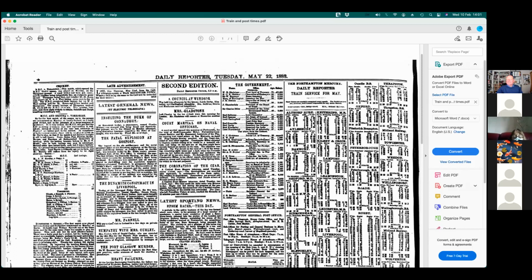So do look at these, because many of your postmen will be collecting from the train service. And therefore you can just see how many times they had to turn up to get the mail.